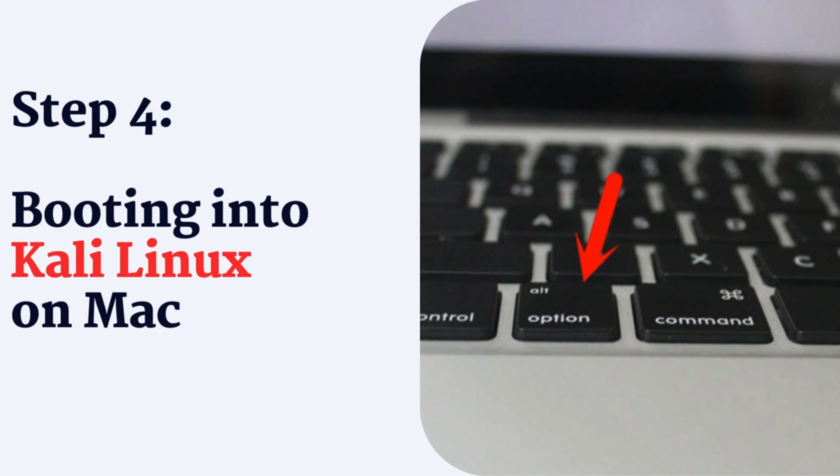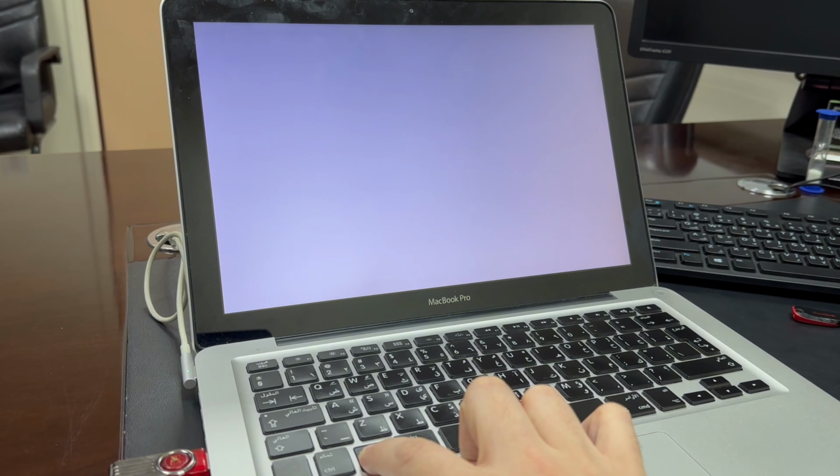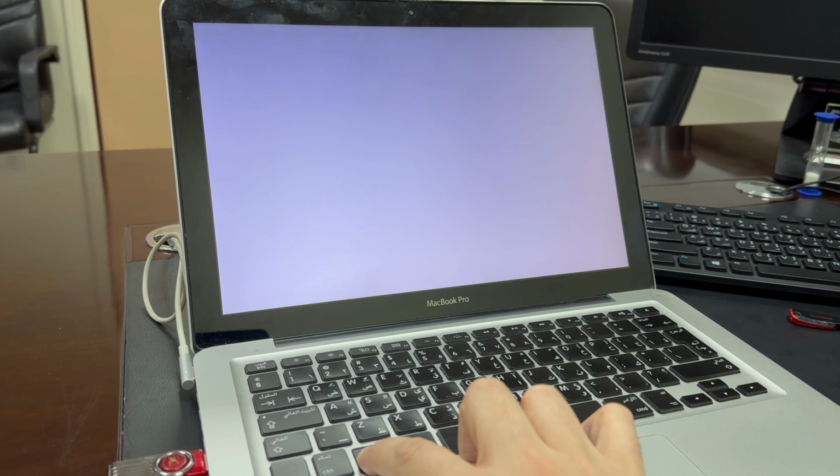Restart your Mac and hold down the Option key during the boot process. This will bring up the boot menu. Select the USB drive from the list, it's called Windows, and Kali Linux will start running live on your Mac.